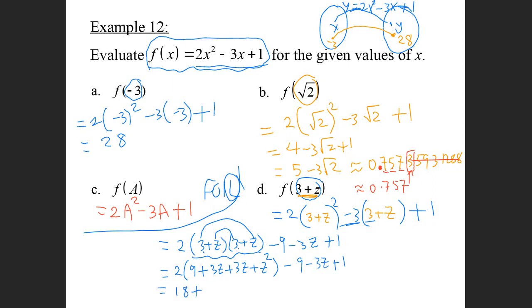So 18 plus 6z plus 6z plus 2z squared minus 9 minus 3z plus 1. And simplify. 2z squared, you see 12z minus 3z plus 9z, the numbers. 18 minus 9 is 9, plus 1 is 10. This is the final answer.